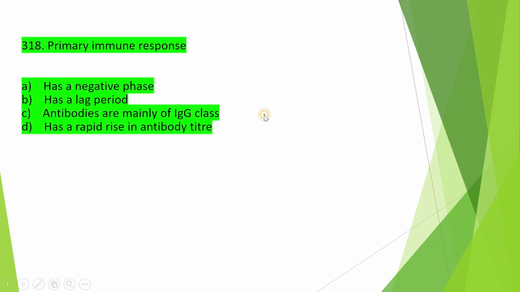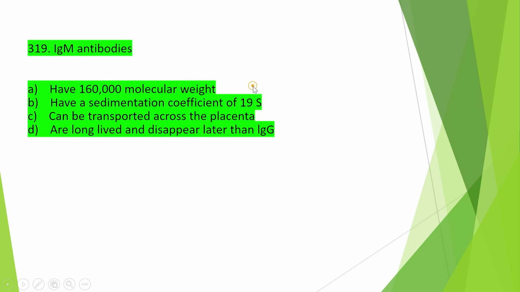Okay, so move on to the next question, that is, primary immune response has a negative phase, has a lag period, or antibodies are mainly of IgG class, or has a rapid rise in antibody titer. And the right one is option B, that is has a lag period. So primary immune response has a lag period.